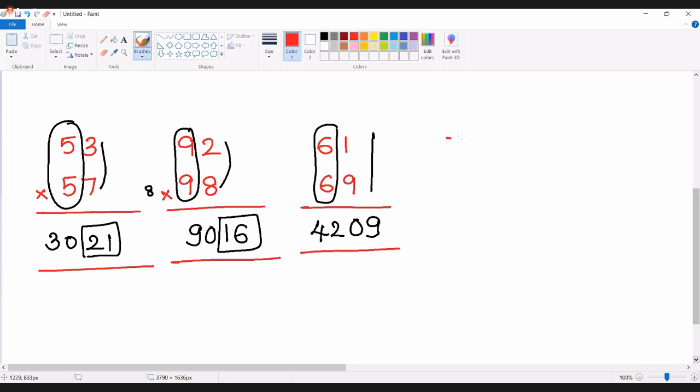Let's look at one more question. Tell me what is the resultant of 72 into 78. 7 8s are 56, 8 2s are 16. Directly we can write like this.